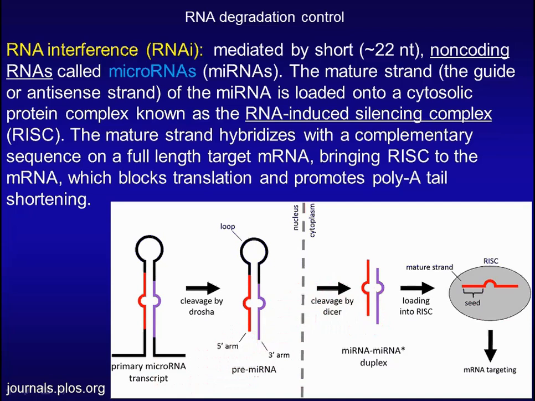A mature strand is loaded onto a protein complex called the RNA-induced silencing complex, or RISC. The mature strand hybridizes with a complementary sequence on a full-length target RNA, bringing RISC to the mRNA, which blocks translation and promotes poly-A tail shortening. Therefore, microRNA blocks translation and decreases mRNA stability.